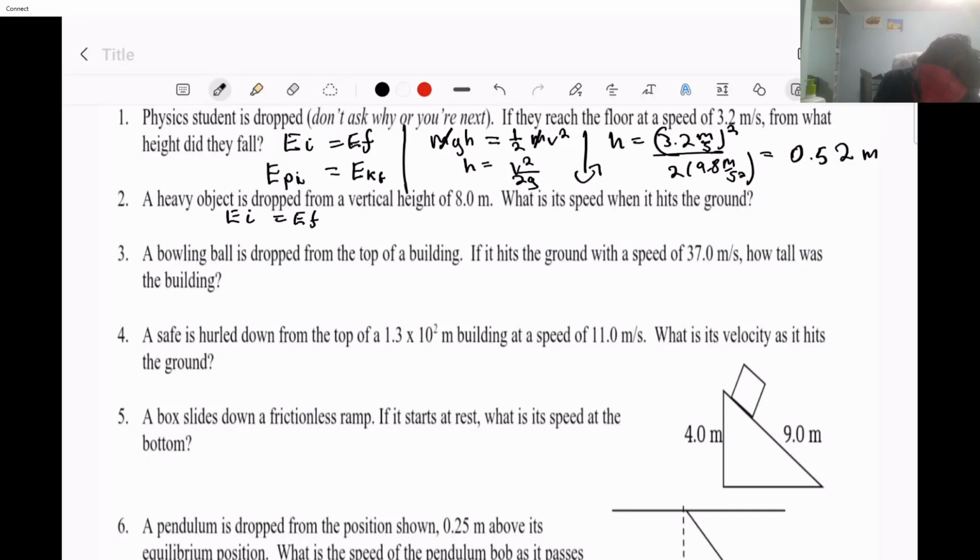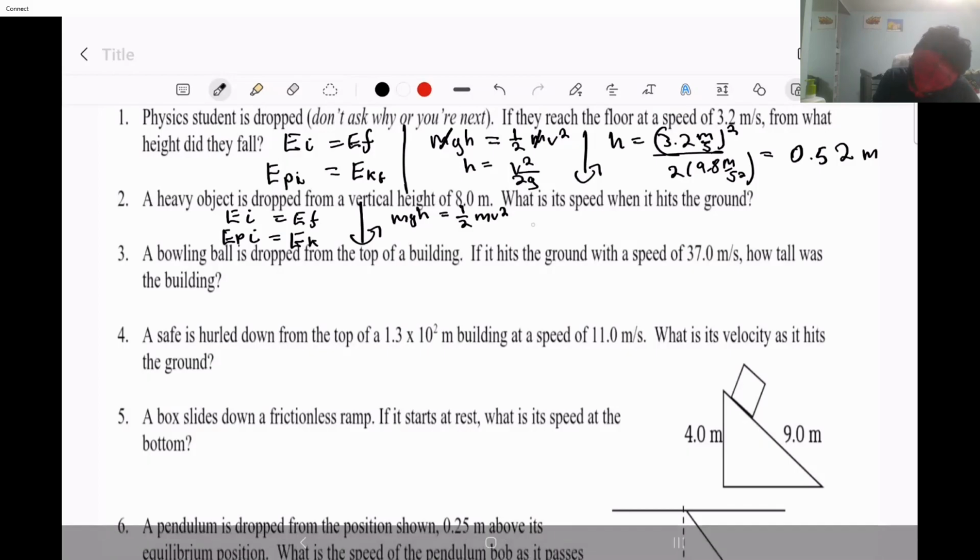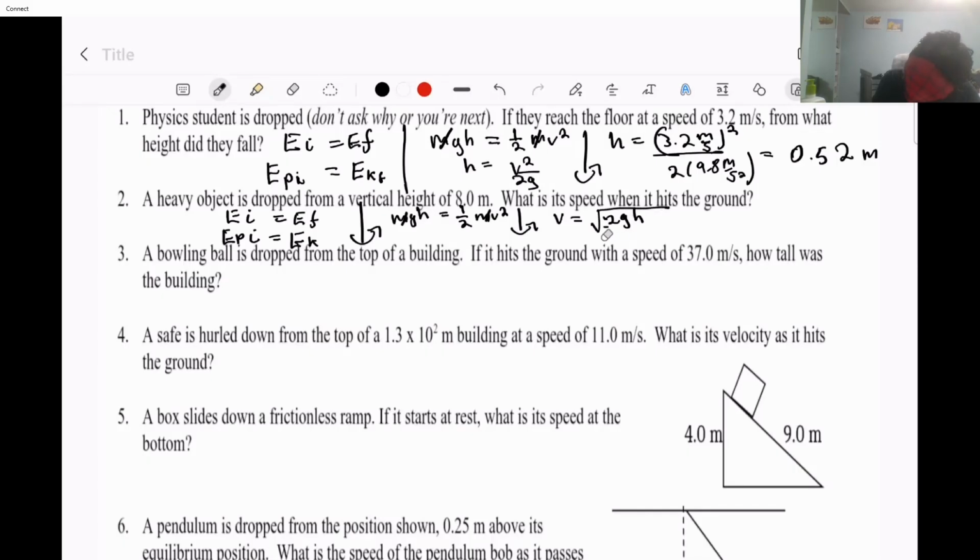The initial energy is the gravitational potential energy. And the final is the kinetic energy. So we know that the gravitational potential energy is equal to mgh, and kinetic energy is equal to 1 over 2 mv squared. We can isolate for v. Let's cancel m from both sides first. So v is equal to the square root of 2 times g times h. We can plug in the values for g and h.